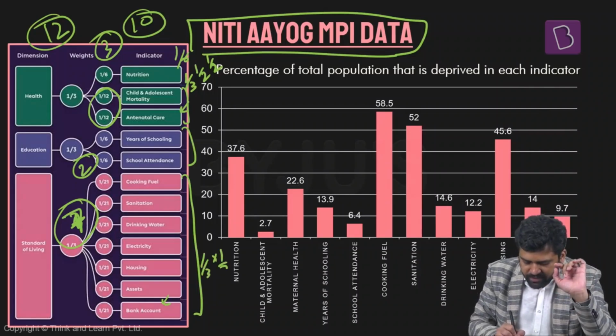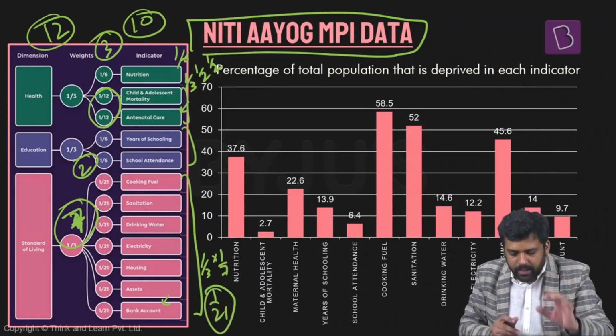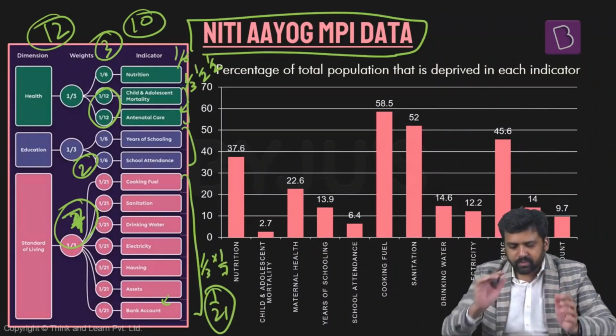So 1/3 multiplied by 1/7. So the weightage for each of the parameters is 1/21. So the weightage given to each of the subcomponents is now decreasing. So this is the difference.